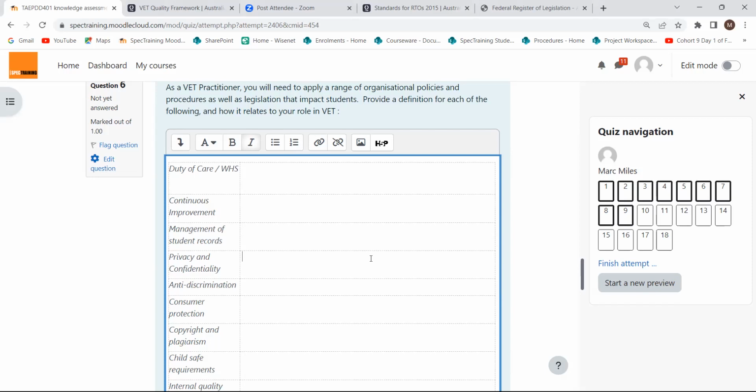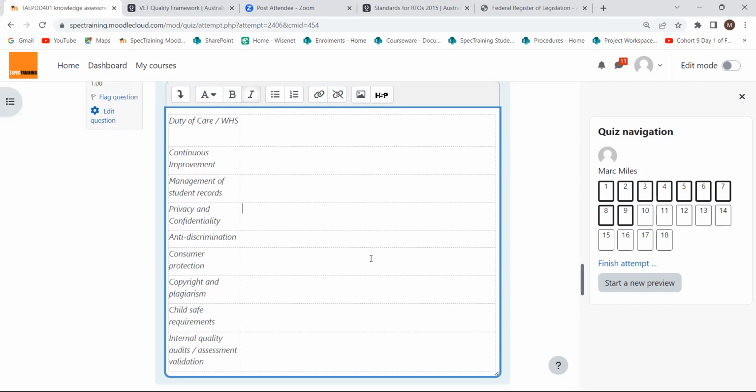Okay. Privacy and confidentiality, very similar. You could go to Google, type in privacy confidentiality RTOs, see what comes up. But generally what we're going to say in here is that an RTO will have a policy around privacy and confidentiality saying only students can have access to their results or their information, and they must sign a waiver if they want to allow anyone else to access their materials, okay, or their results.